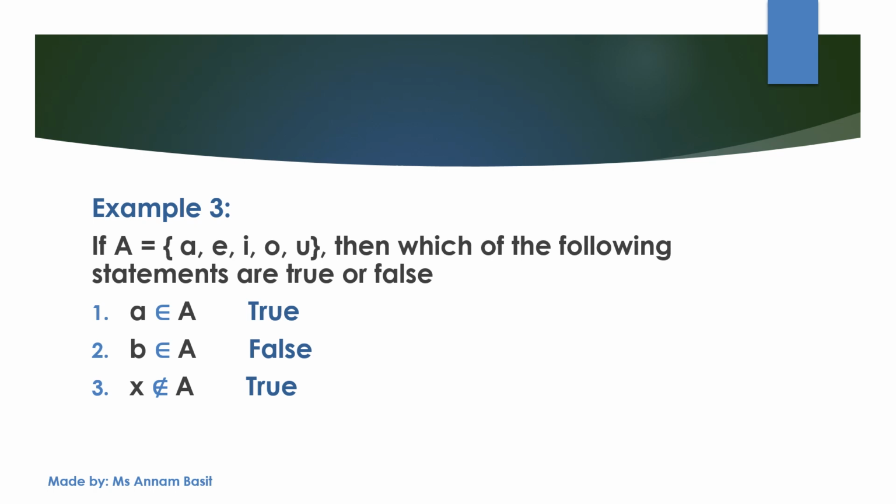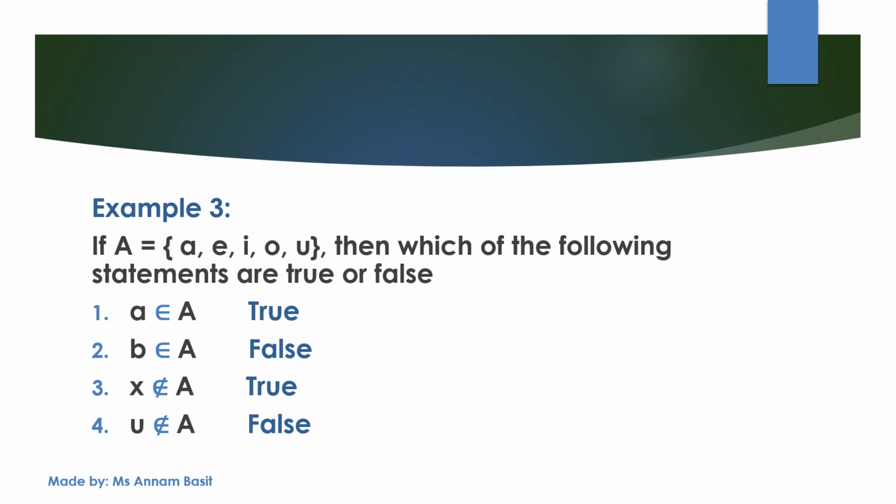So this statement says that X is not there in the set A. Can you see X in there? No. So this statement is true because X is not there. Okay, so it's saying that X does not belong to A. So X is not there, right? So it's true. Now look at the fourth statement.